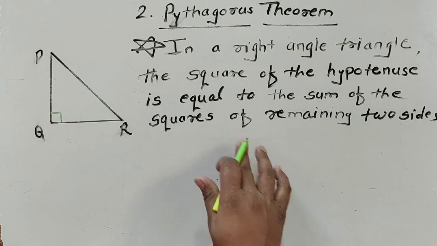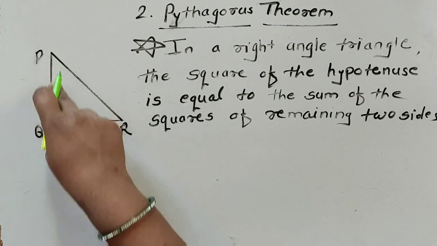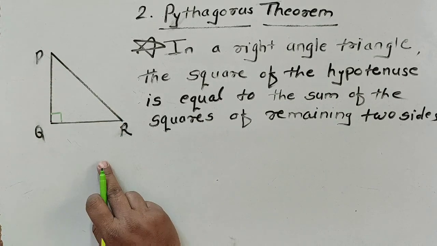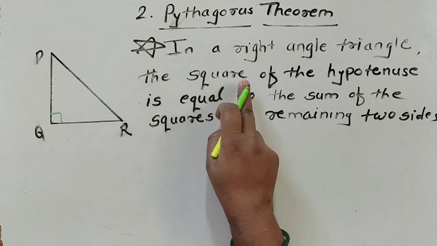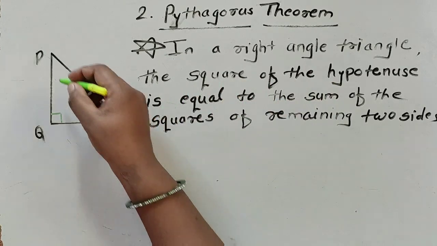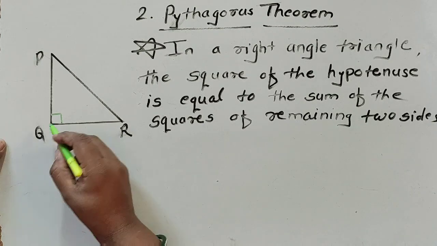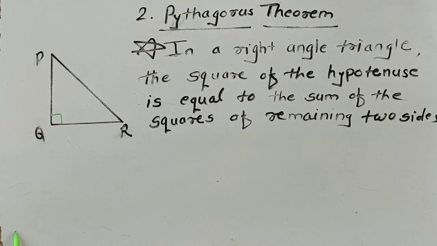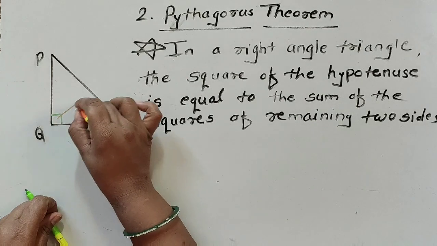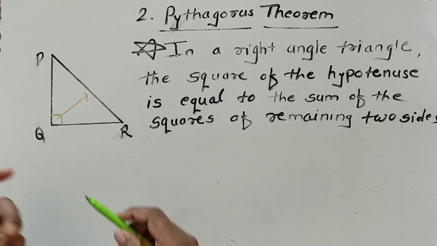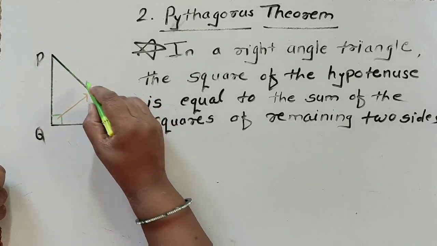And the theorem is that in a right angle triangle, if you see this triangle PQR, angle Q is a right angle, its measure is 90, as you know that. If Q is a right angle, then the side opposite to the right angle is its hypotenuse. So in this triangle PQR, PR is its hypotenuse.